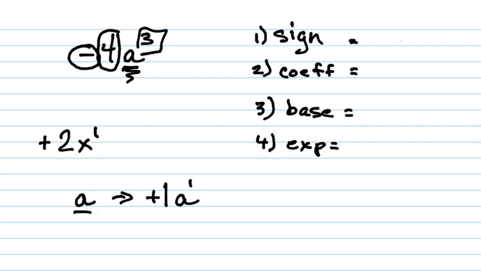Now, this is a term as well. But is it algebraic? No. Why not? Because it doesn't have a letter. Because algebra is a letter replacing some unknown number. Exactly. Good. But it is still a term. This is called a constant term.